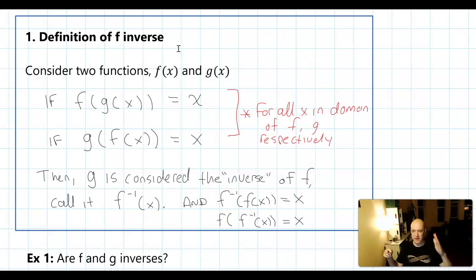idea that if you have two things you're doing to a variable, you do one thing, then you do the other thing, and you get back to where you started, and you do it in the other order, and you also get back to where you started, then those two things must undo each other in some way, and we consider them inverses of each other.